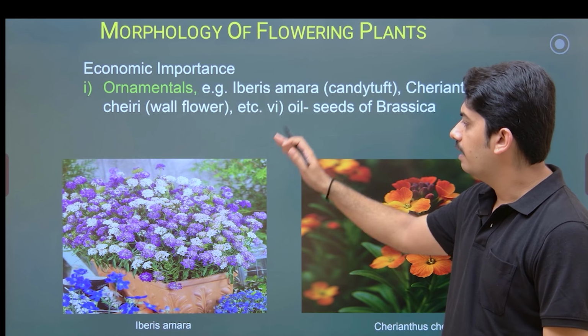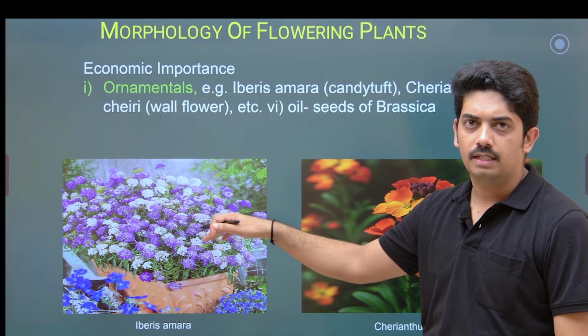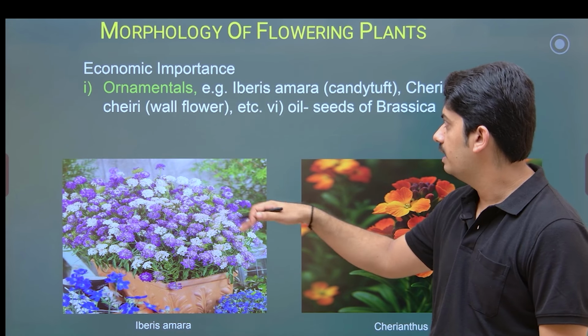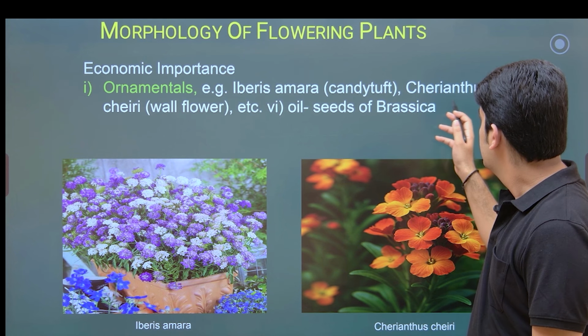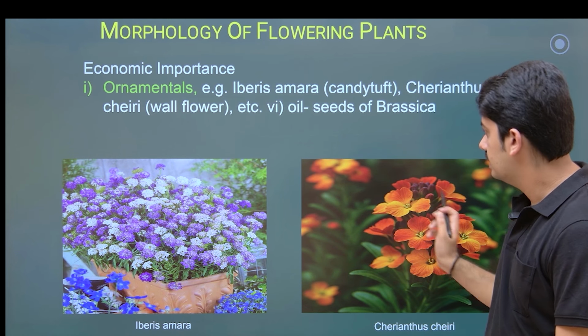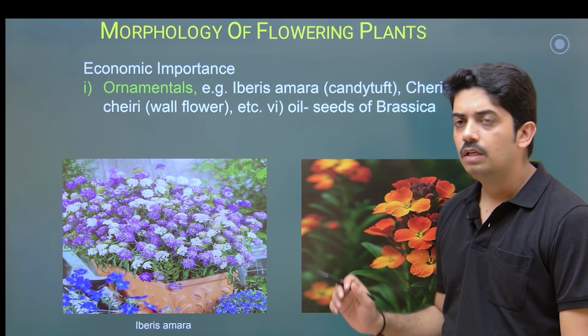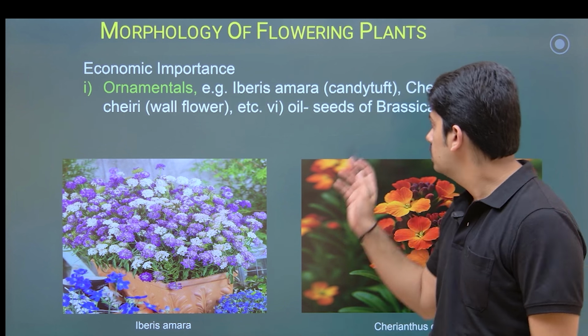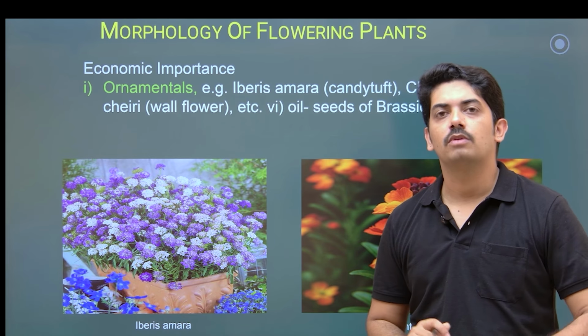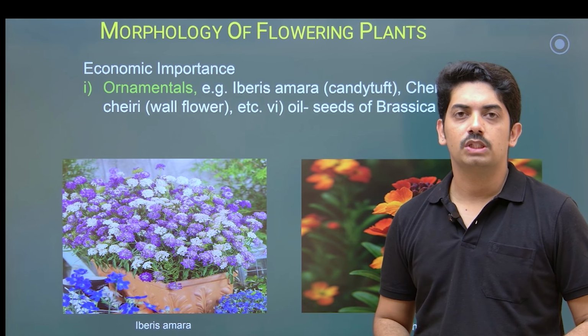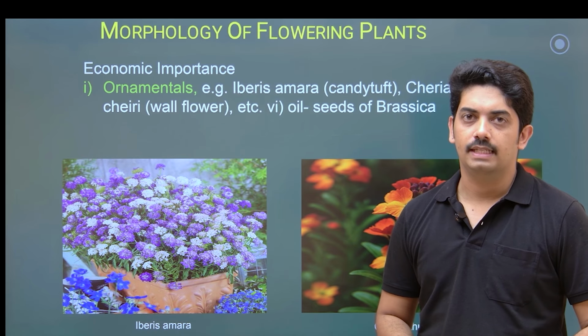Ornamental plants are Iberis amara. Again, Iberis amara is used as an ornamental plant. And one more is Cheiranthus cheiri. This is the Cheiranthus cheiri. As an oil seed, we use mustard. These are some of the economic importance of the family Brassicaceae.